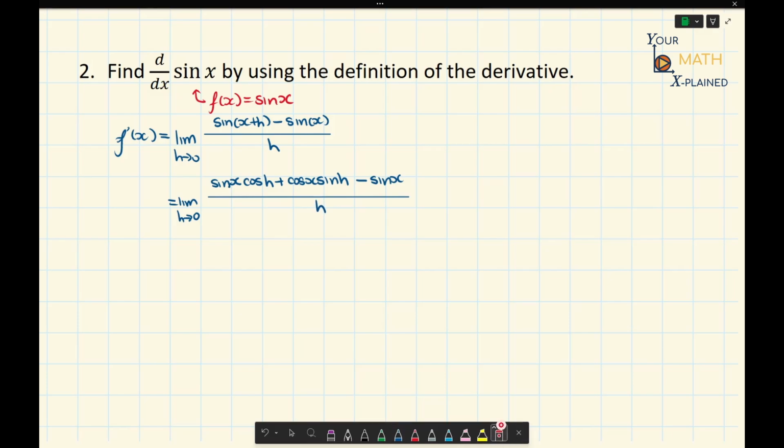Okay, so we're actually going to now group this term and this term together, and then we're going to leave this as a separate fraction. So let's go ahead and rewrite that. This is the limit as h approaches 0 of, putting a big bracket, sine x cosine h minus sine x over h. So that's our first fraction. And then we have plus cosine x sine h over h.